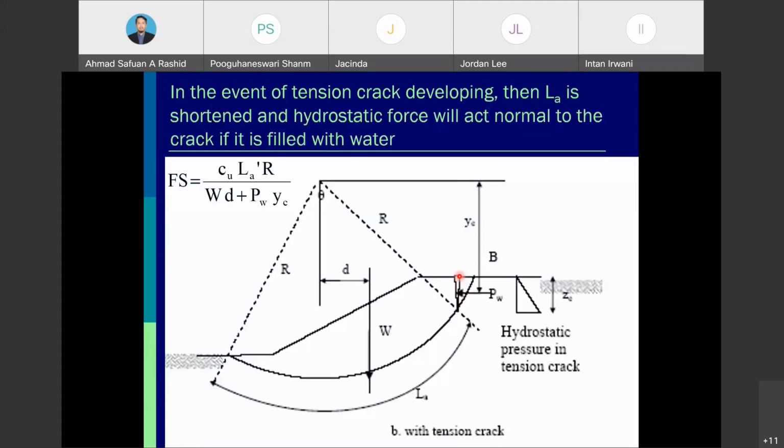So this is the equation for the factor of safety for the total stress approach. Now we look at Dr. Noli's example.